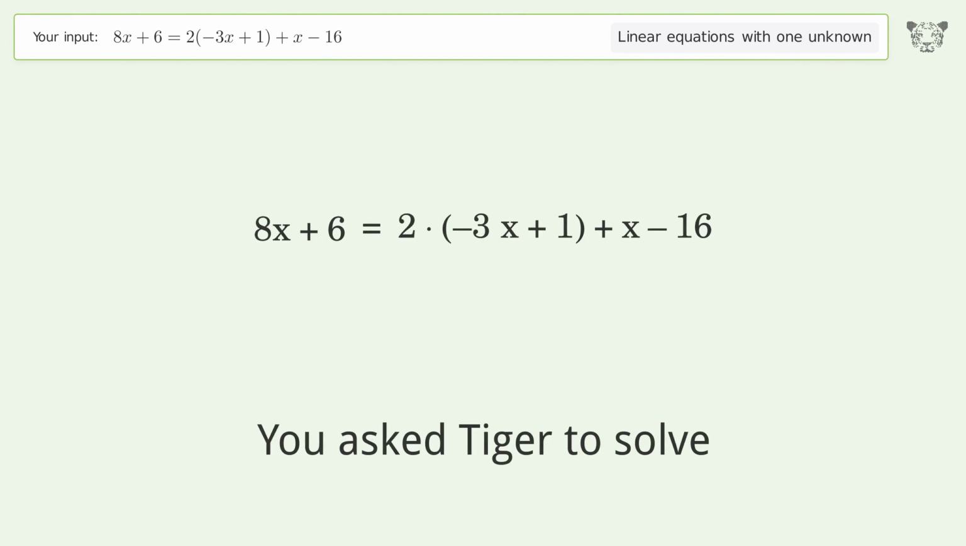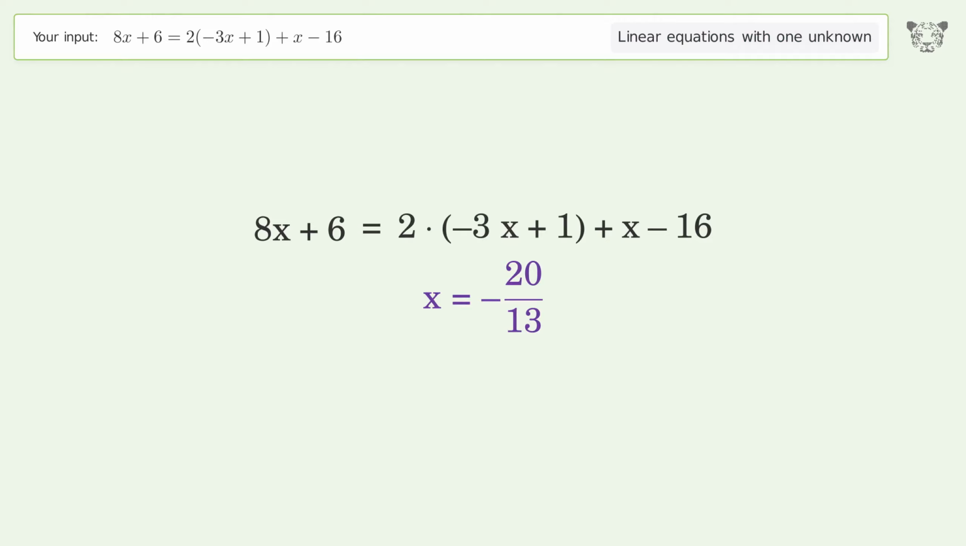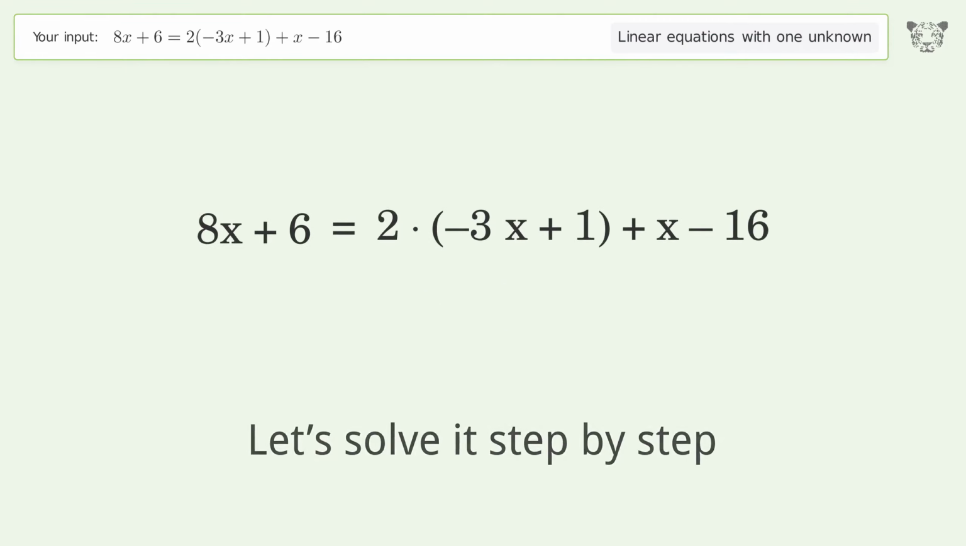You ask Tiger to solve. This deals with linear equations with one unknown. The final result is x equals -20/13. Let's solve it step by step.